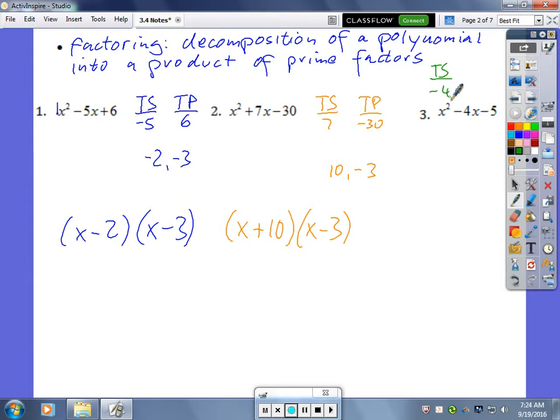Target sum is -4. Target product is -5. So we are now looking for a negative and a positive number again to give us -5 as a product and -4 as a sum. And the answer is -5 and 1. Our factored form is x minus 5 times x plus 1.